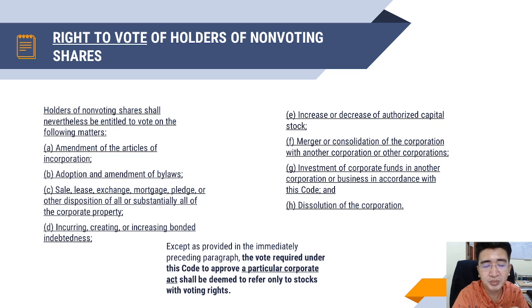Okay? Ano yung pwede nilang pagbotohan? With regards to amendment of the Articles of Incorporation, adoption and amendment of bylaws, sale, lease, exchange, mortgage, pledge, or other disposition of all or substantially all of the corporate property. Because, take note, these shareholders are still owners of the corporation. Diba? May say pa rin sila, although non-voting shares ang hawak nila. Kasi meron silang hawak dun sa corporation, may ownership sila, may interest sila.